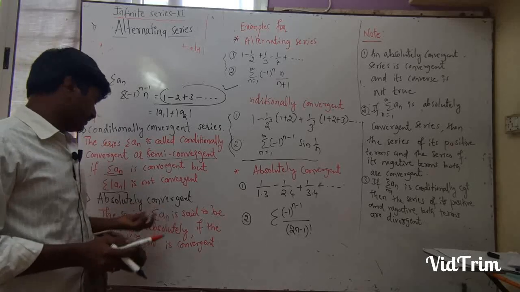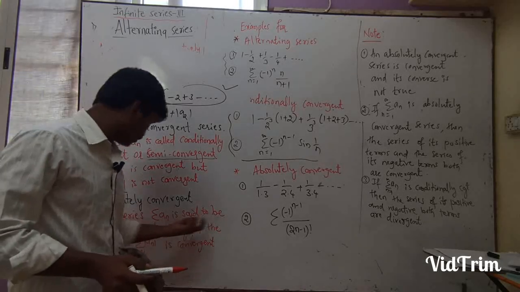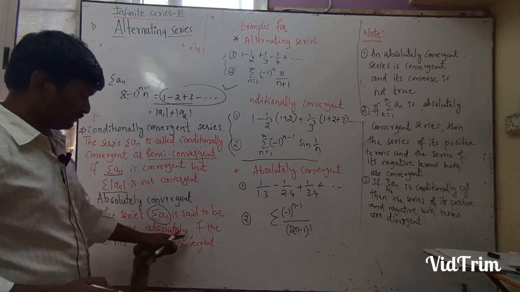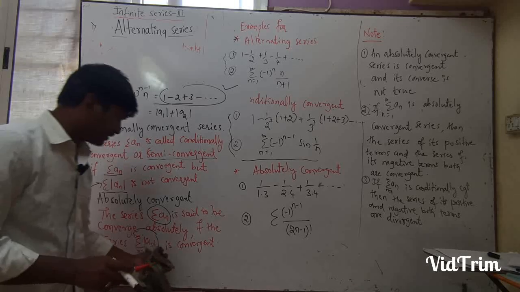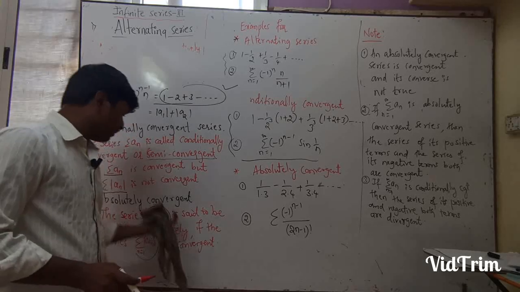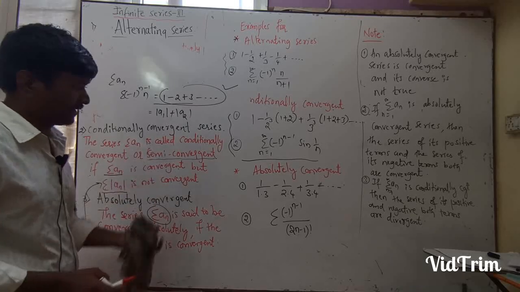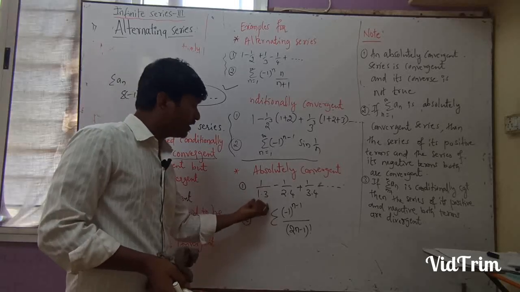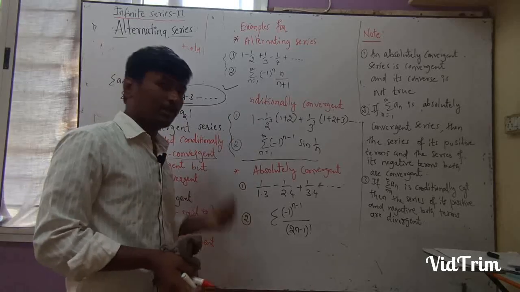Now absolutely convergent. After conditionally convergent, we go to absolutely convergent. The series summation of an is said to converge absolutely if the series summation of modulus of an is convergent. This is exactly the opposite of the previous one. Here the series of all positive terms is convergent, but in the conditional case the series of all positive terms is not convergent. That is the difference between absolutely convergent and conditionally convergent. When we solve examples and check convergence, we can conclude whether it is absolutely or conditionally convergent.